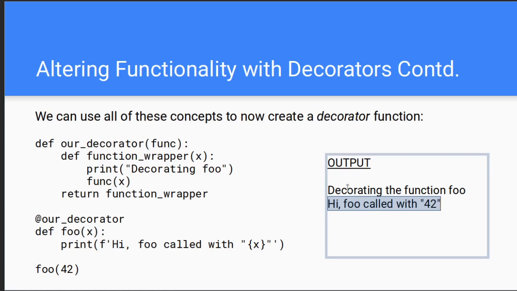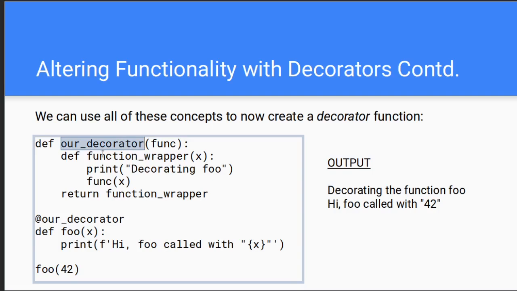So where did this come from? Decorating the function foo. Now, function foo is decorated by our decorator, and the decorator returns this wrapper function, and the wrapper function expects this, which it gets as 42, and we could do something with that.